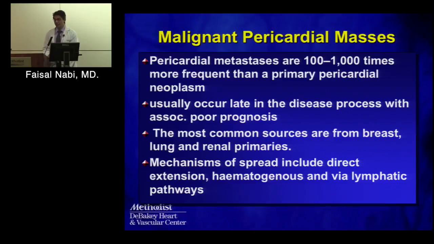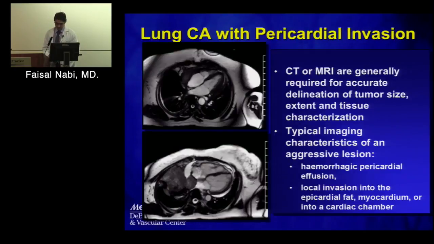Pericardial metastases are probably the most common. They tend to arise from the lungs, the breast tissue, as well as renal primaries. They can spread by direct extension, hematogenous, or lymphatic pathways. In general, if you have pericardial or myocardial metastases, this is usually a late presentation of the disease and tends to portend a very poor prognosis.